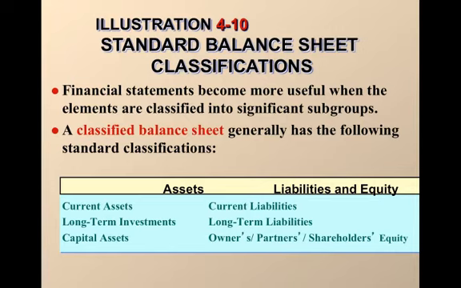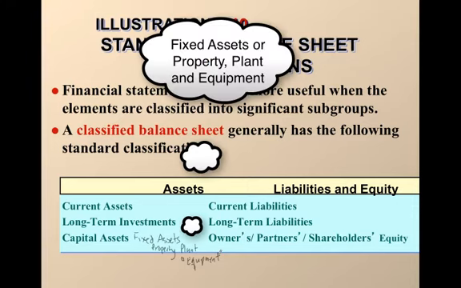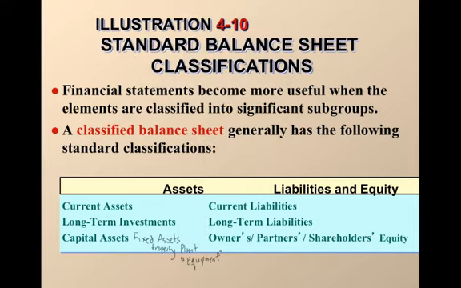Then there's capital assets. Capital assets are also known as fixed assets or property, plant, and equipment. So you can call them capital assets, fixed assets, property, plant, and equipment as you wish. They all are very interchangeable. And then, of course, we have owner's equity or partner's equity or shareholder's equity, which we're going to spend a lot more time in this course talking about. But for now, we're very familiar with owner's equity.